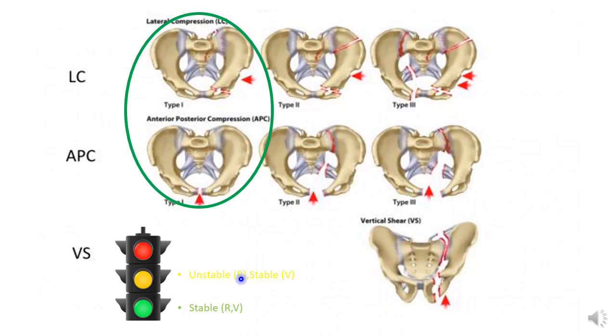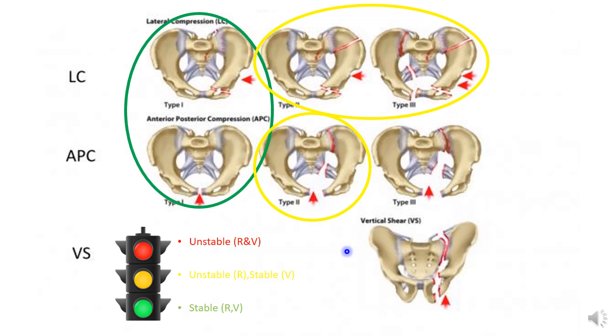What will be the partially unstable, which is rotationally unstable but vertically stable? This will be the rest of lateral compression and also the middle of the anteroposterior compression, which is type 2, with, again, disruption of the symphysis pubis ligaments, pelvic floor, and anterior sacroiliac ligaments.